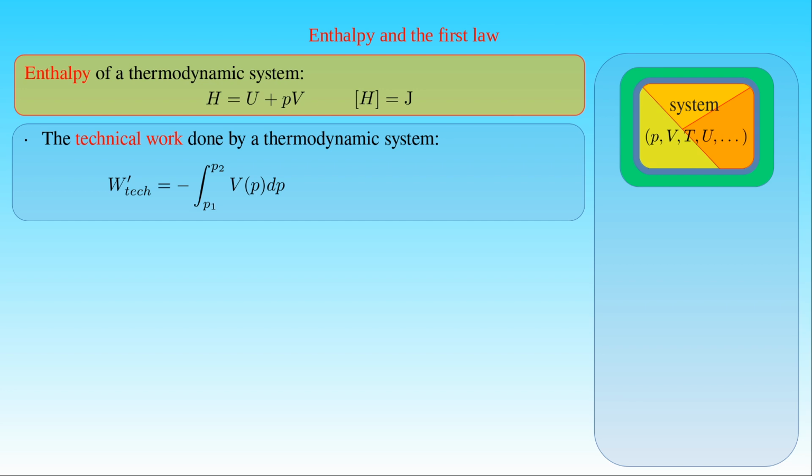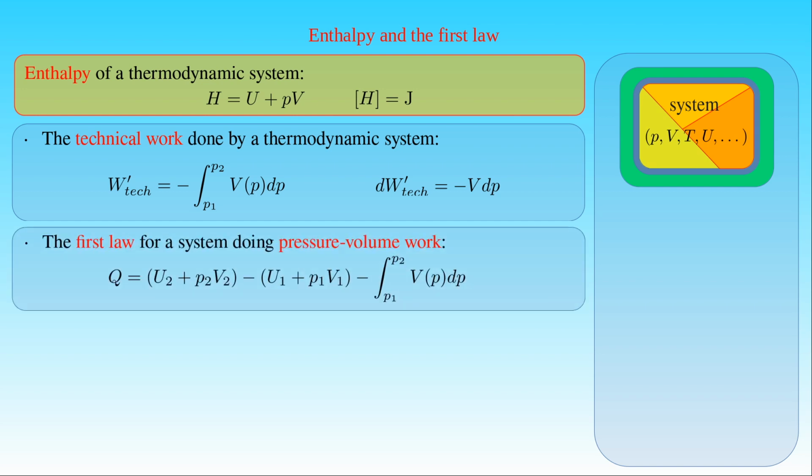By using the definition, we can also determine an infinitesimal amount of technical work done by the system, which is equal to minus the volume V times the infinitesimal change in the pressure P of the system. Now we can substitute these definitions into the first law for a system doing pressure-volume work. Here the first two terms in the right-hand side are the enthalpy of the system in its initial state 2 and its final state 1 respectively, whereas the last term is the technical work.